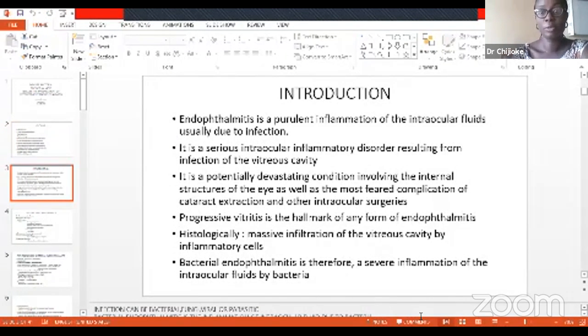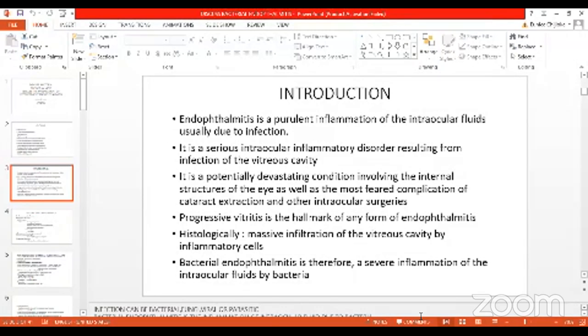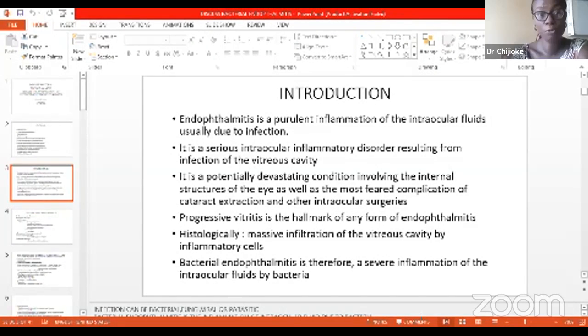Endophthalmitis is a purulent inflammation of the intraocular fluids, usually due to infection, which can be bacterial, viral, fungal, or parasitic. It's a serious inflammatory disorder resulting from infection of the vitreous cavity. It's a potentially devastating condition involving the internal structures of the eye, as well as the most feared complication of cataract surgery, which is the most common intraocular surgery done, and other intraocular surgeries.